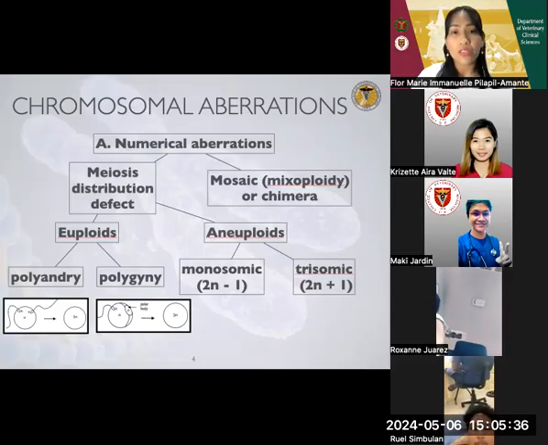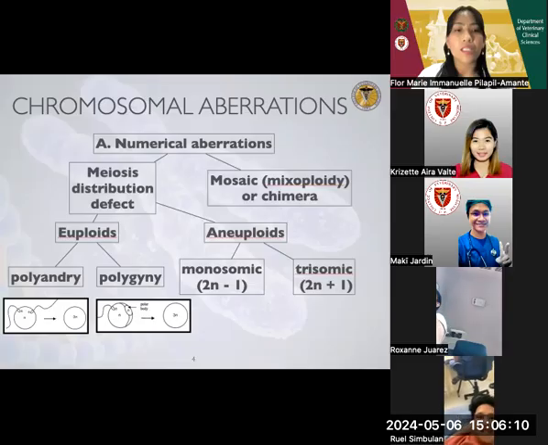Or a chimera, so this is another entity. A chimera is a single organism composed of cells from different zygotes. So this can include possessing both female and male sex organs, blood cells of two blood types, or subtle variations in form. So animal chimeras are produced by the merger of multiple fertilized eggs. And now on the other side, we have the defects in the meiosis distribution.